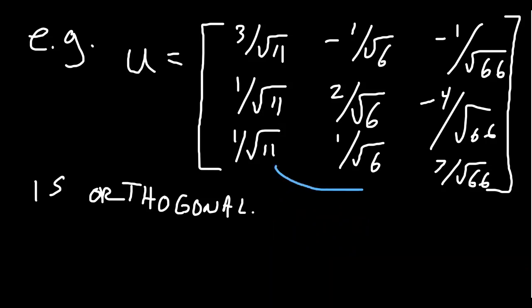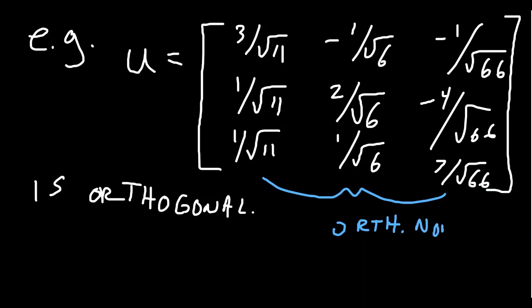And if you take vector 1 times 3, that'll be 0. And if you take vector 2 times 3, it's also 0. You can check that this set right here is an orthonormal set. So that's one way of showing that it's orthogonal.